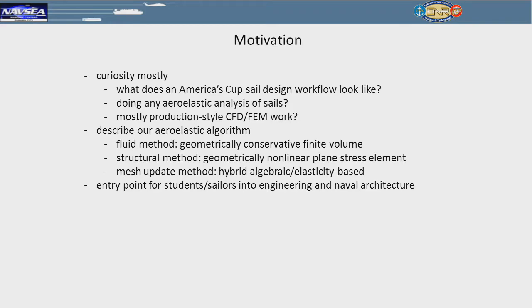And finally, under motivation, I'd just like to say this type of work and this type of public appearance can provide an entry point for the next generation of people coming after my generation, in particular for students and sailors, as a way into the engineering and naval architecture associated with sailing.